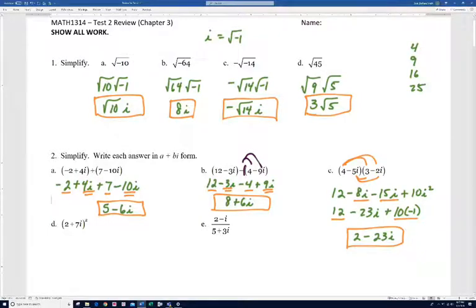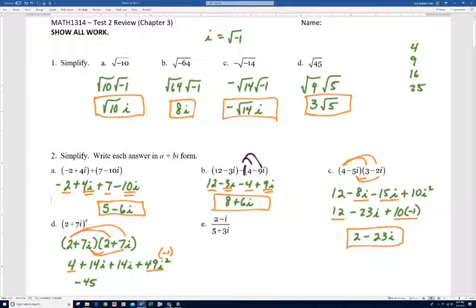Now be careful on D. You don't just square the 2 and the 7i separately. That 2 tells me I need to multiply 2 of these. I call this FOIL in disguise. So we end up with 2 plus 7i times 2 plus 7i. And we're going to FOIL this. So we get 4, 14i, inner product is 14i, and the last product is 49i squared. And let's see, we know the i squared is -1, so that's -49. With the 4, you're going to get -45. And 14i and 14i will give you 28i.